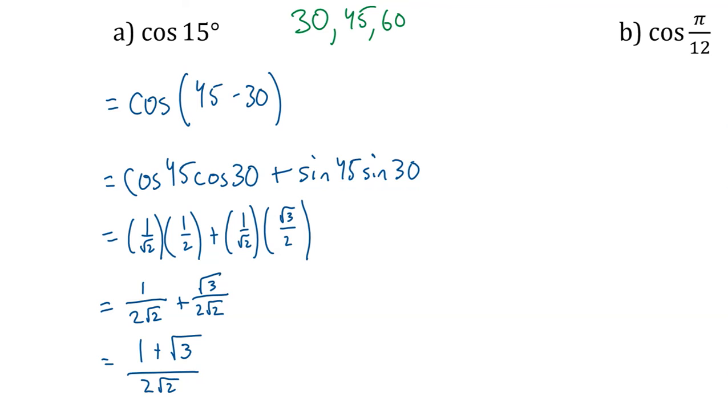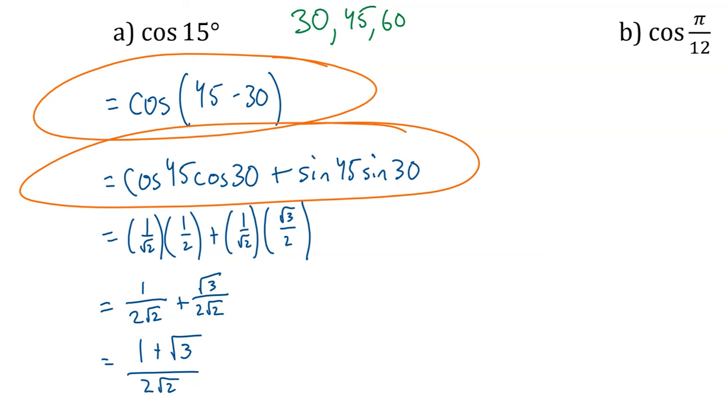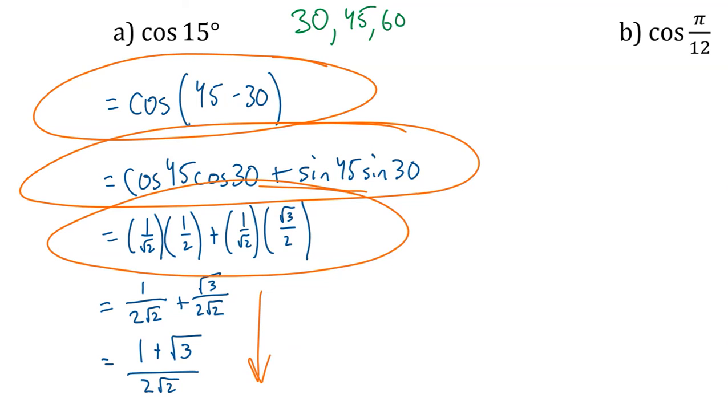Here are the steps. Step 1, figure out the angle compound. Step 2, and in radians there's a little bit more to that part. Step 2, expand with the formula. Step 3, evaluate all the ratios. Step 4, simplify.